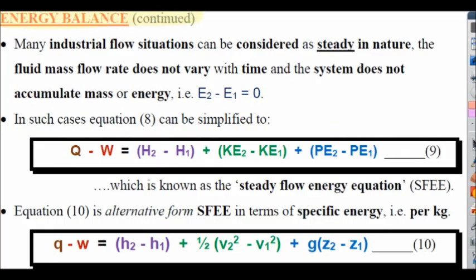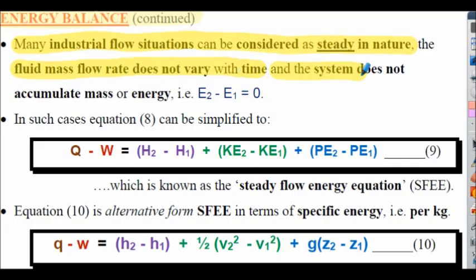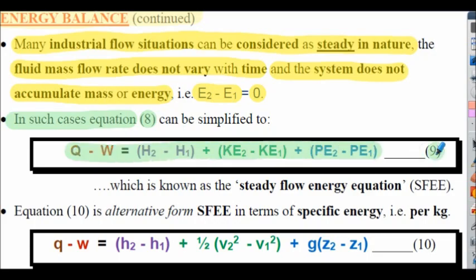Energy balance continued. Many industrial flow situations can be considered as steady state in nature. In other words, the fluid mass flow rate does not vary with time and the system does not accumulate mass or energy. So often within the analysis, the terms E2 minus E1 can be ignored, as E2 minus E1 is 0. No change in the overall initial or final energy of the system. In such cases, equation 8 simplifies to this equation shown here, labelled as 9 for reference, which is often known as the steady flow energy equation, SFEE.